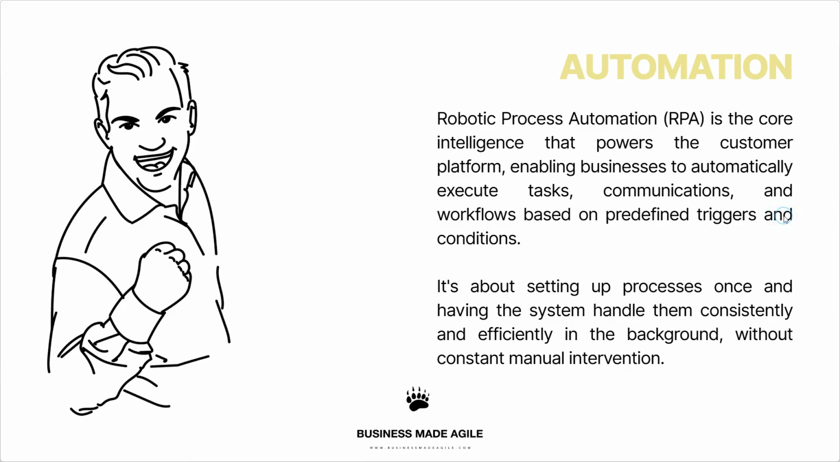Robotic process automation, or RPA, is the core intelligence that powers the customer platform, enabling businesses to automatically execute tasks, communications, and workflows based on predefined triggers and conditions. It's about setting up processes once and having the system handle them consistently and efficiently in the background, without constant manual intervention.